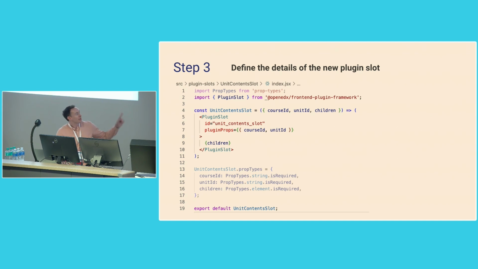So the main things you need to change are the name of the variable from title slot to content slot. And then in the actual plugin slot component, there's an ID. This is the most important part right here, where you give the ID of the slot. So we're going to give it an ID unit content slot. That's a pattern we're trying to establish officially: snake case with underscore slot at the end.